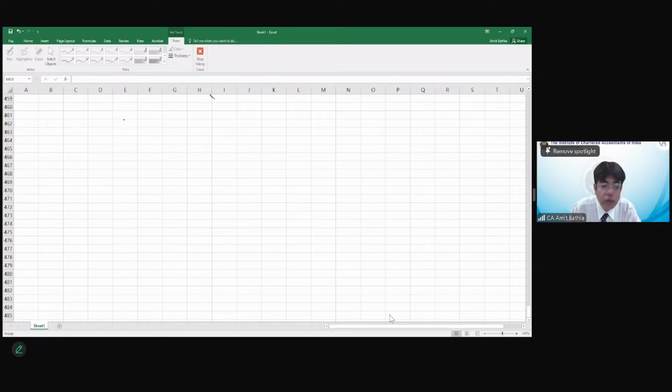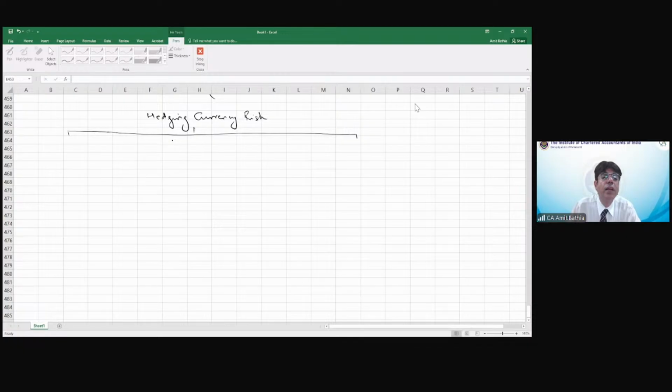Okay. So now, when we are talking about hedging currency risk, I have two options available, or rather every businessman or client has basically two options. First is internal techniques and second is external techniques. So what are the various internal techniques?